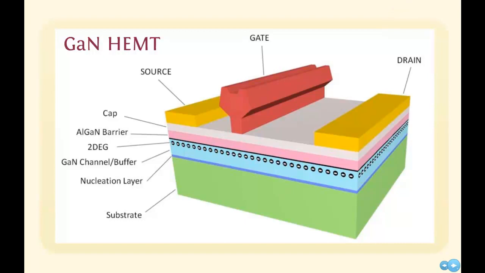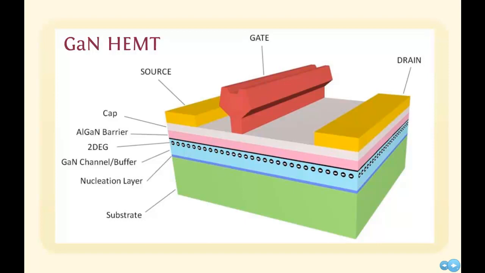So we've got the typical contacts that most of you will be familiar with, source, drain and gate, same as you would have in MOSFETs or MESFETs. Then we've got a cap layer, which consists of undoped gallium nitride or aluminium gallium nitride, and is followed by the aluminium gallium nitride barrier layer. The gallium nitride part of the layer structure consists of the actual channel layer and a thick buffer layer.